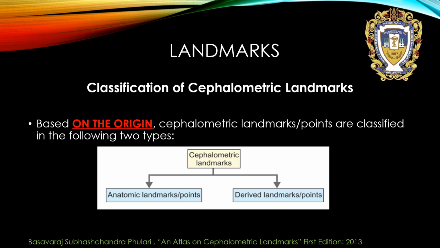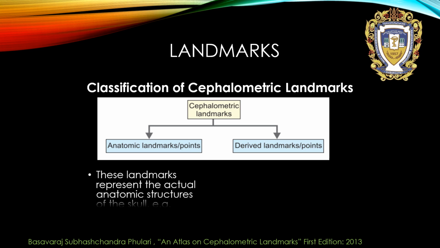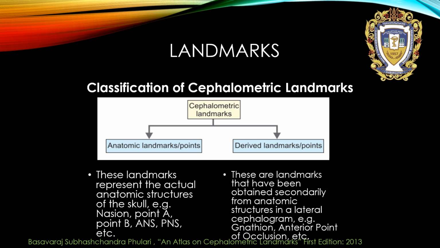What does it mean? Anatomic landmarks and points. These landmarks represent the actual anatomic structures of the skull. For example: nasion, point A, point B, ANS, anterior nasal spine, PNS, posterior nasal spine, etc. Derived landmarks and points are landmarks that have been obtained secondarily from anatomic structures in the lateral or frontal cephalogram. For example, gnathion, anterior point of occlusion, etc.